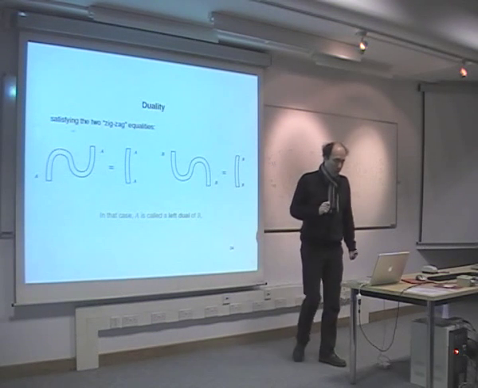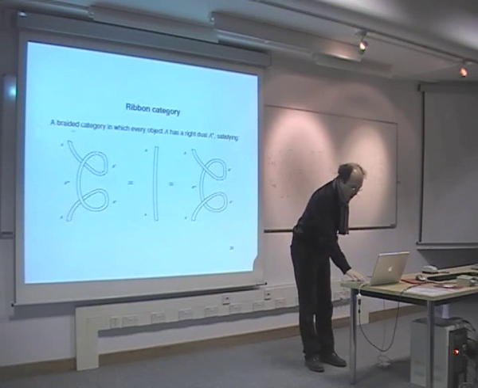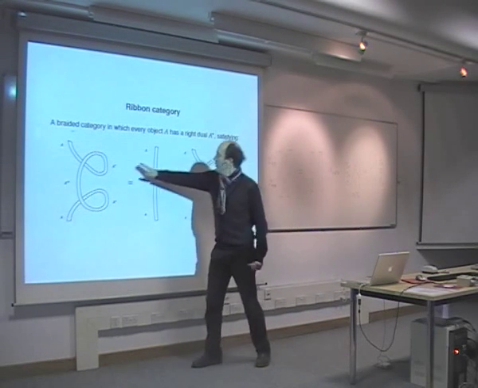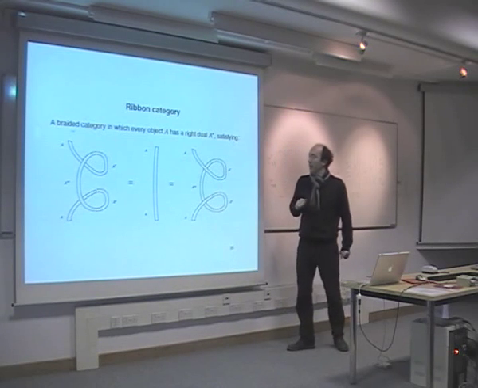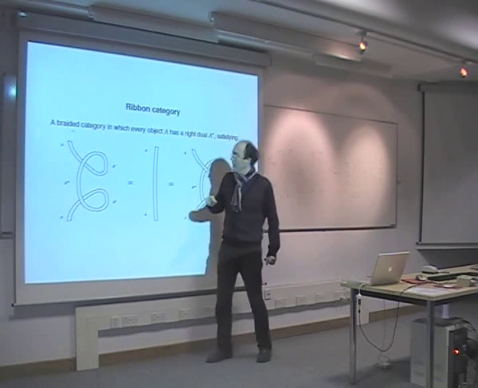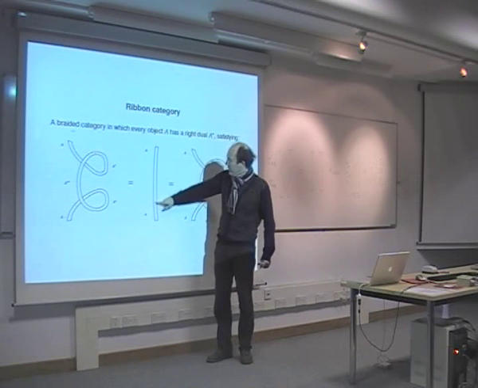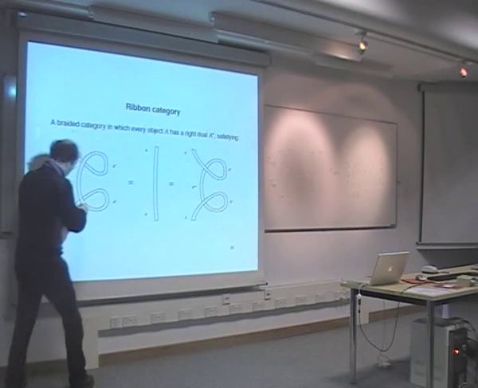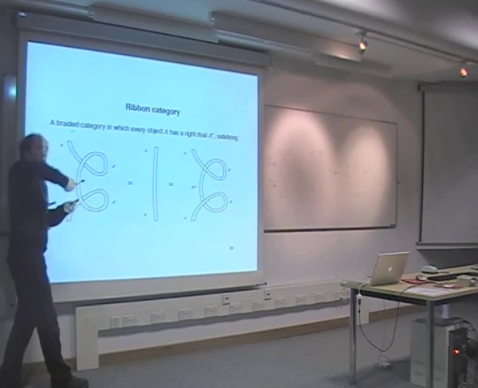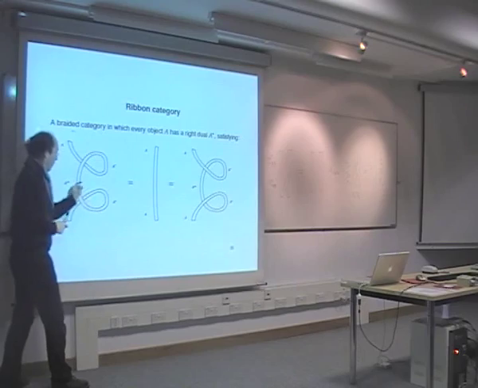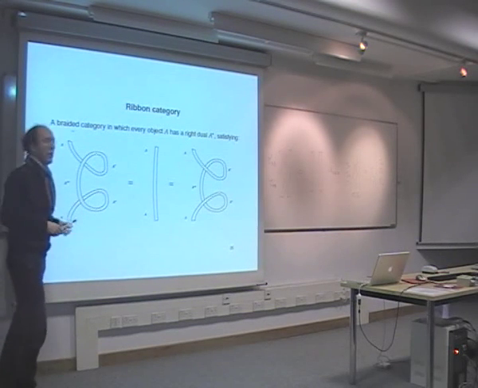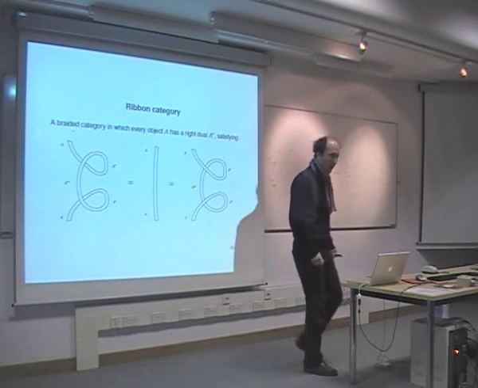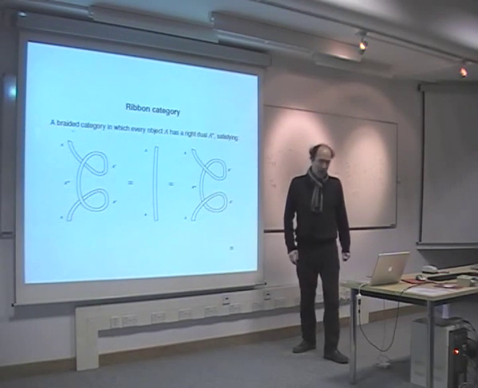Now a ribbon category is a category which is braided and such that you have these equalities here. So if you think about it, they are valid even if this is not just a rope, but a ribbon. Because here when you do that, it's a curve, so it means you twist your ribbon here twice, and here you twist it twice, but in the other direction. So these are also valid if you play it on ribbons. This is the reason why it's called a ribbon category.